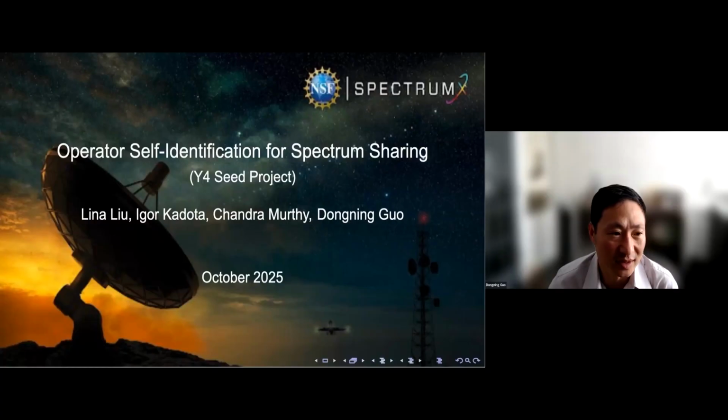This is a seed project on operator self-identification for spectrum sharing. Most of the work is done by my PhD student, Lina Liu, together also in discussion with Igor and also Chandra Krishnamurthy, a professor in India. He visited us for some time, and we had a lot of discussions in the process of proposing this project. And he has given us also some good advice over time.